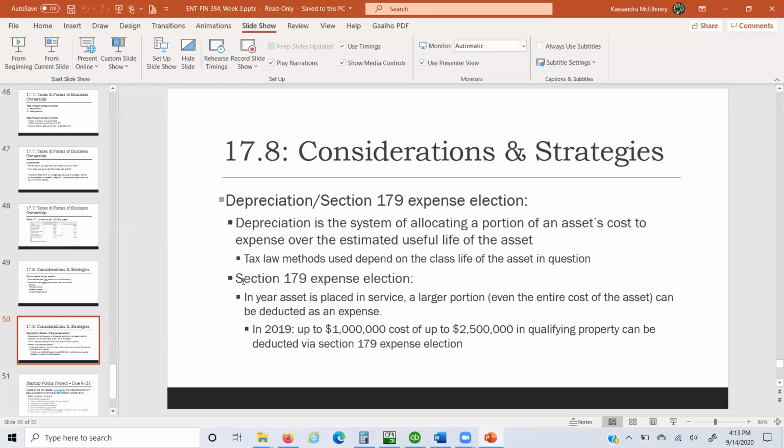There is something called the Section 179 expense election, and that is available if in the tax year your company places in service less than $2.5 million of qualifying property, 2.5 million or less. Then the corporation is allowed to take a quick write-off, or 179 expense election, of up to $1 million of the cost of that asset. And those numbers do vary from year to year.